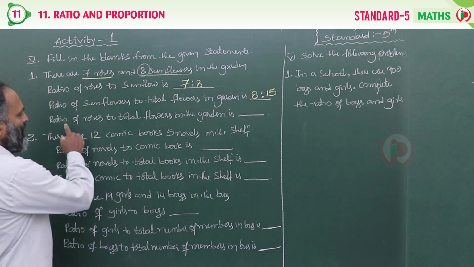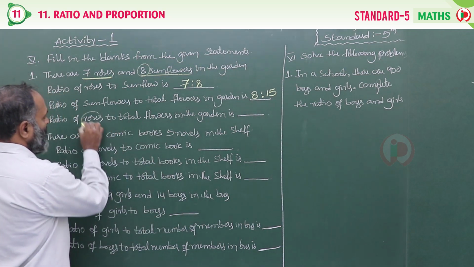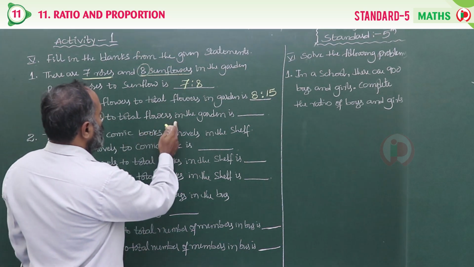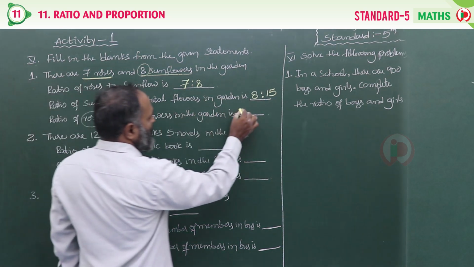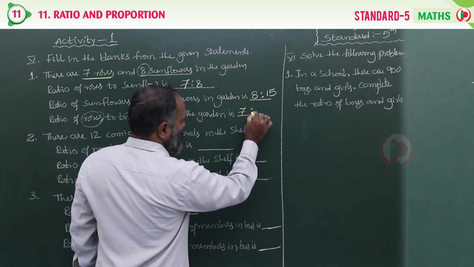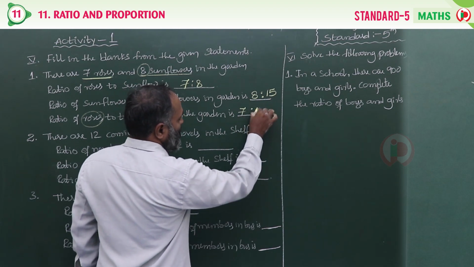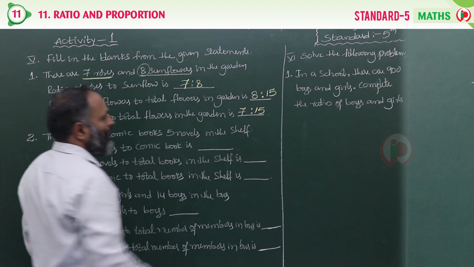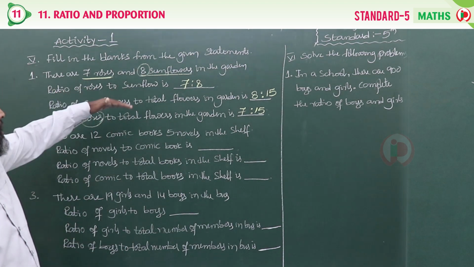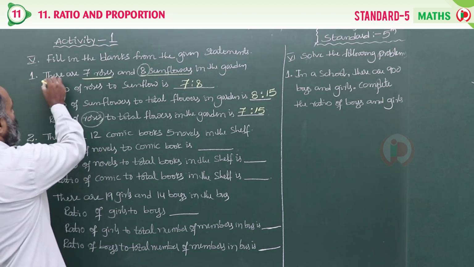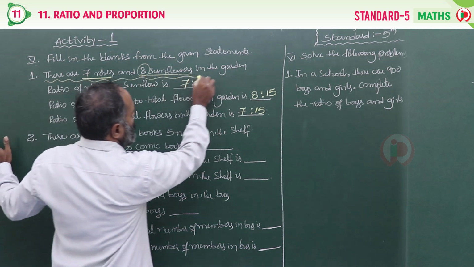The next one, the roses to total flowers. How many roses? 7 roses. Total flowers 15. 7:15. So these are the 3 answers on the basis of the first statement. So this is our first statement.